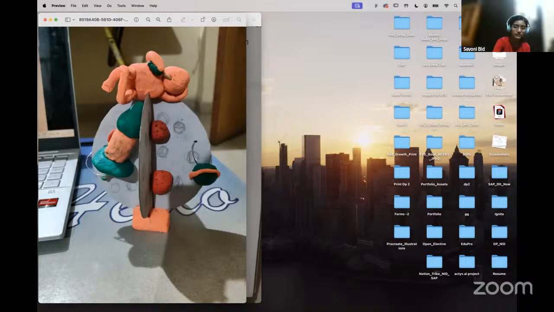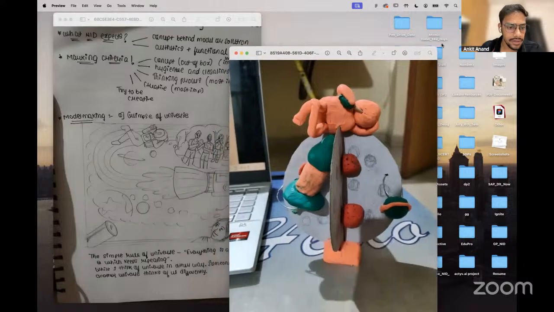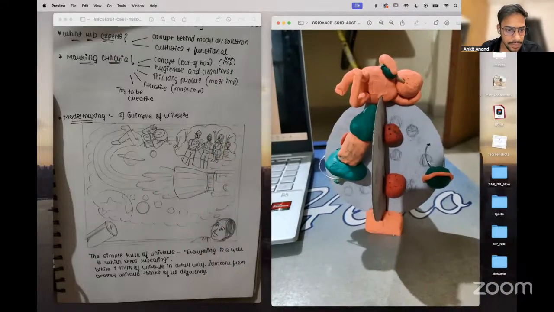Great. So you have done this one, and what you had written in this, the simple rule of universe, everything is a cycle which keeps repeating. I think the universe is a really good concept, very good concept. So the good things, I think these all are really good actually.